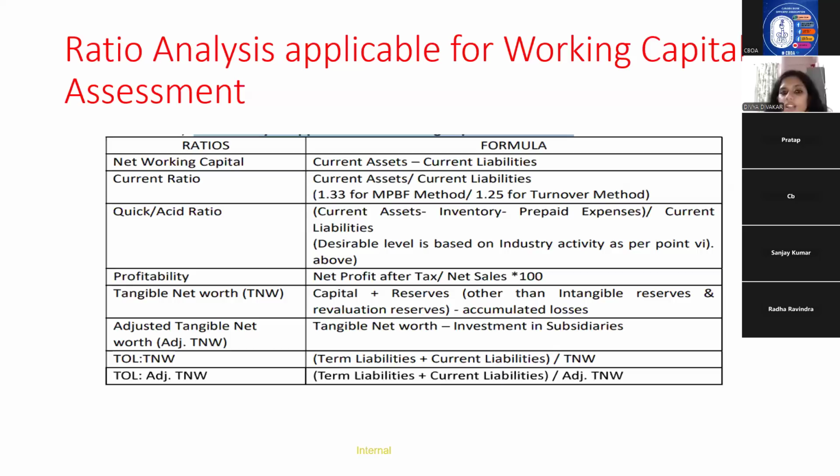Profitability ratio means net profit NPAT divided by sales into 100. Simple. Out of your sales, how much is your profit? That is the profitability, right? So profit divided by sales into 100. Then tangible net worth is capital plus reserves minus accumulated loss. Adjusted TNW is tangible net worth minus investment in subsidiaries. Then TOL to TNW: what are your total outside liabilities? Term liabilities plus current liabilities divided by TNW.